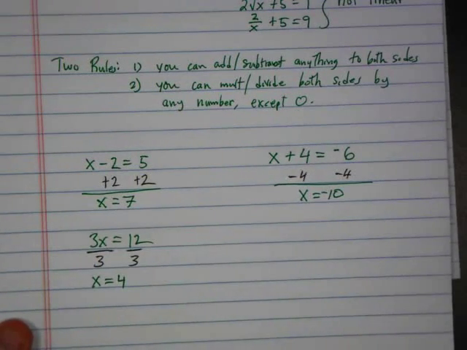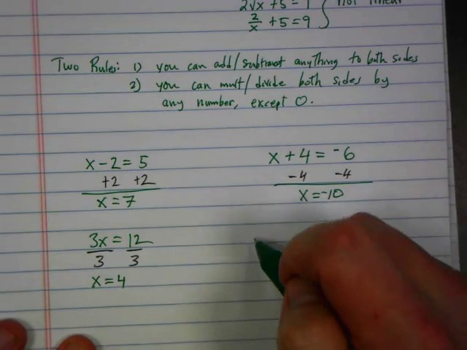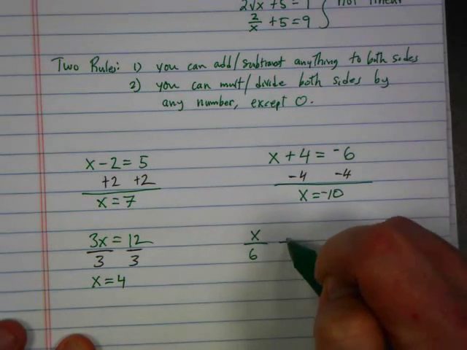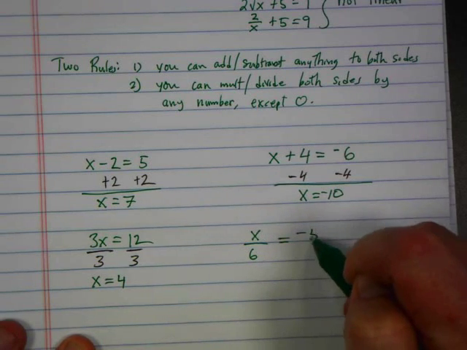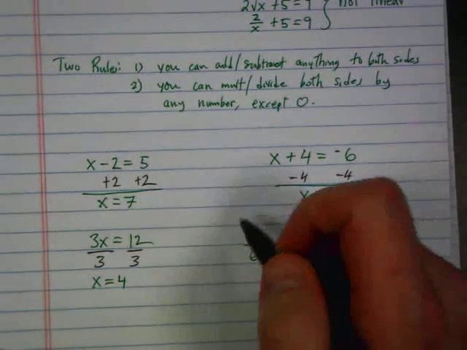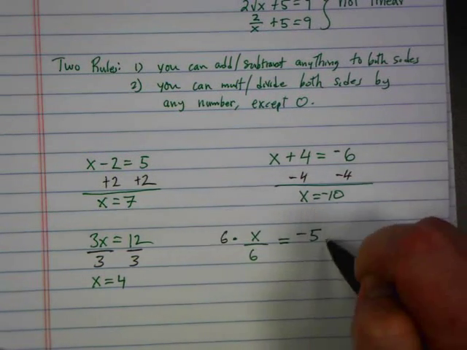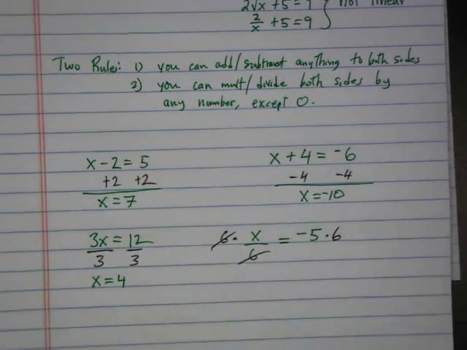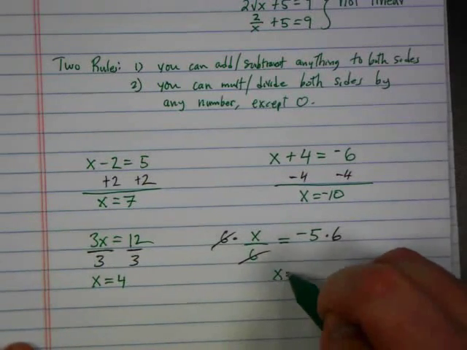x is 4. What if I gave you x over 6 equals -5? Multiply by 6. Why do you multiply by 6? Because you're doing the opposite of division. The opposite of division is multiply. So you're absolutely right. To get rid of a division, we do a multiply. These cancel out, and you get x is -30.